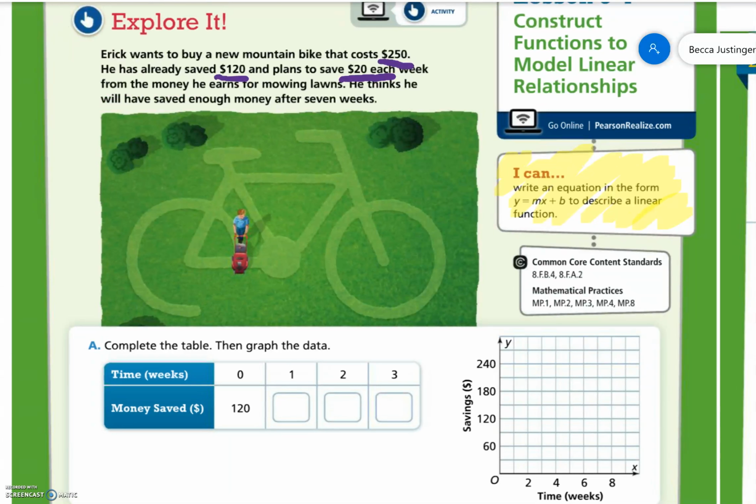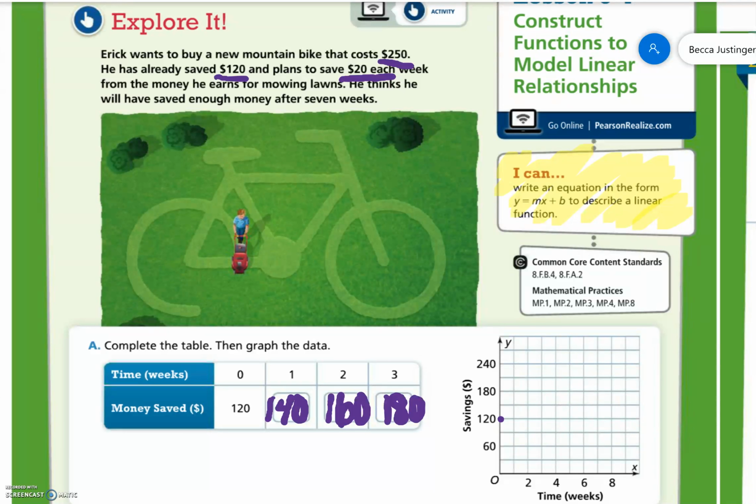So at 0 weeks, he has $120 because that's what he's already saved. And it says he saves $20 each week. So fill out the table, and then fill out the graph, and we will continue when you're ready. Okay, so hopefully you have 140, then 160, then 180 on the table. So I can graph that.